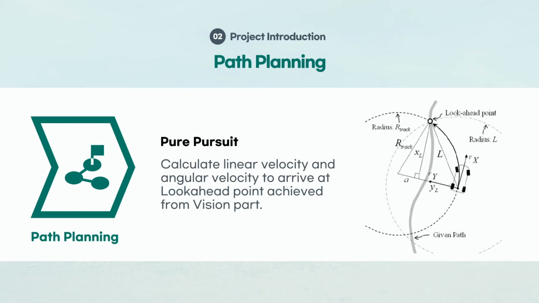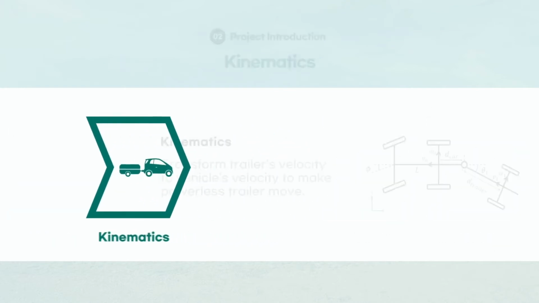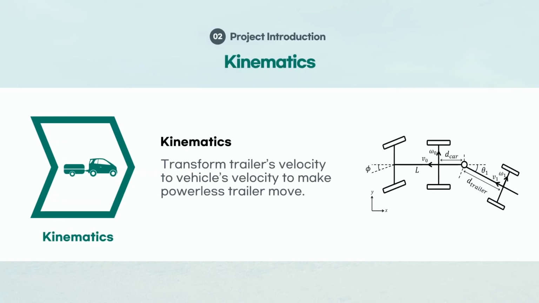Using the look-ahead point derived from the image processing, calculate the target linear speed and angular speed of the trailer with pure pursuit path planning. To move a trailer without power, use vehicle mechanics to convert it to vehicle speed.